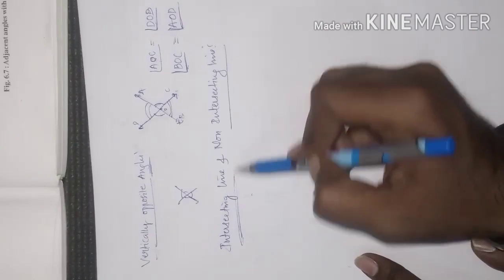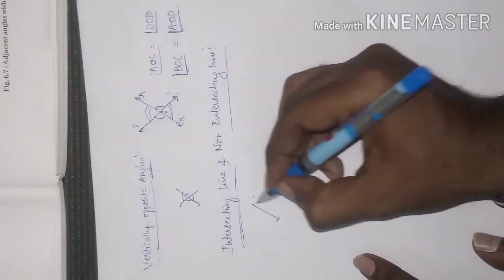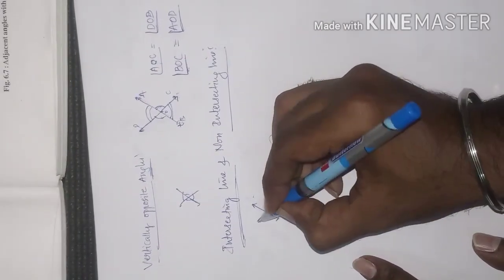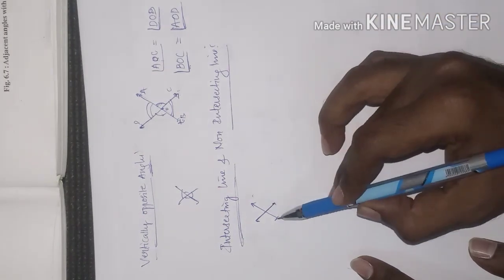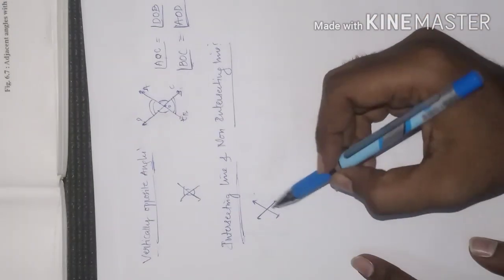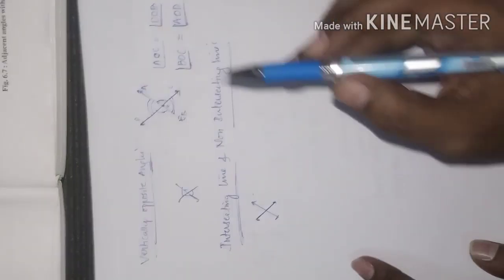But here we are talking about the intersecting line. Intersecting line means when the two lines intersect each other. That much only. When the two lines intersect each other, they are called intersecting lines. Simple definition.